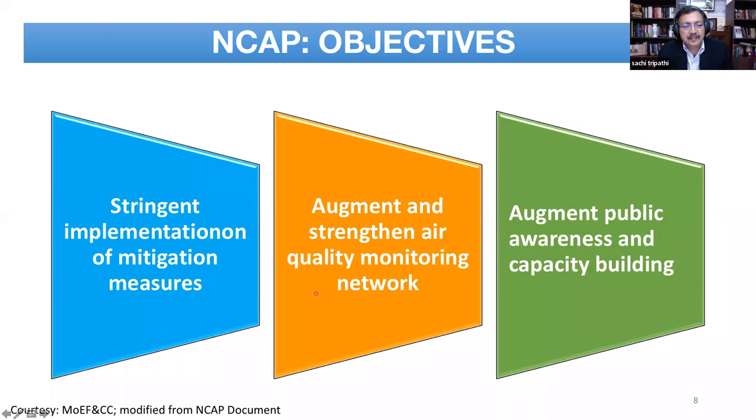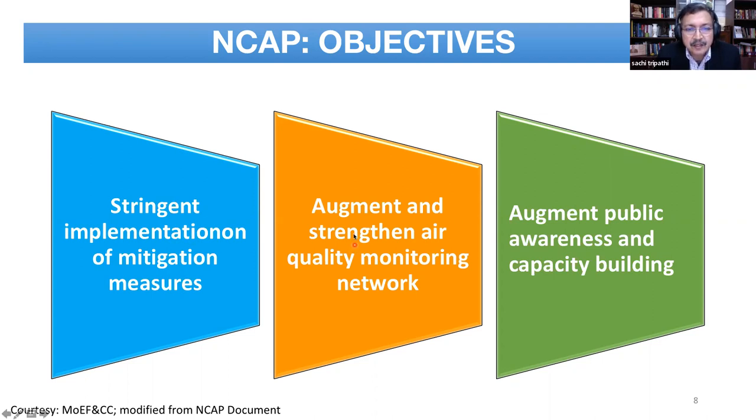And this program has three important major pillars. The first is that it works on stringent implementation of mitigation measures. That is, it wants to bring certain policies and recommend certain controls so that pollution can either be prevented or controlled at the source, be it any type of source. The sources we discussed earlier, be it industry or power plant, or a vehicular source, or large-scale biomass burning, or municipal solid waste burning. Each of that we'll discuss as we go along.